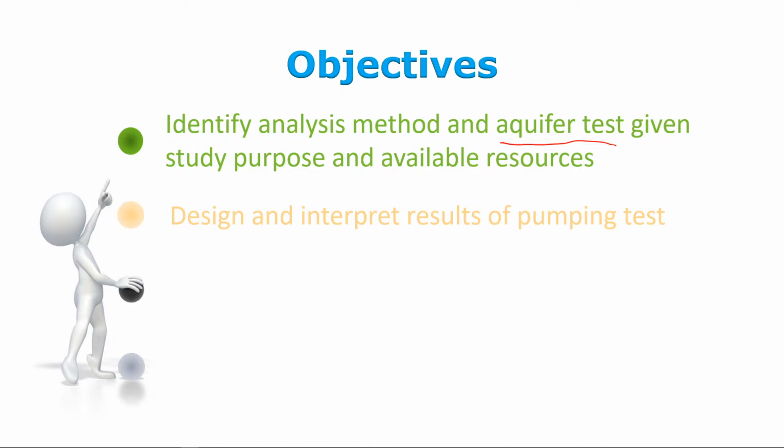So which aquifer test you use, and each of these has methods. With the pumping test, there is the Walton method for leaky aquifers, and the Neumann method for the unconfined aquifer. So you should also be able to identify which analysis method you are going to use. That would depend on the study purpose, the available resources, and your aquifer, of course.